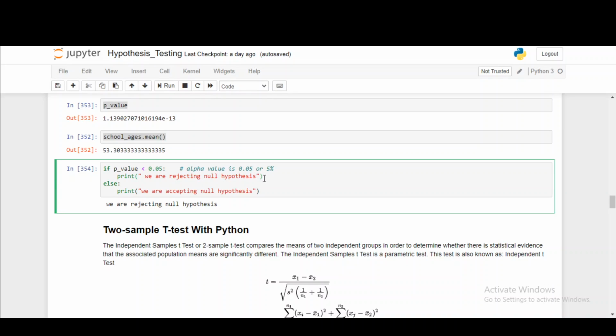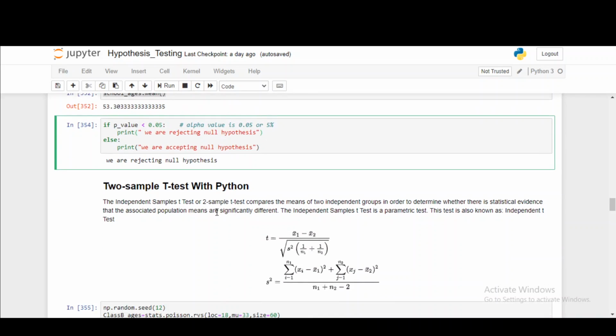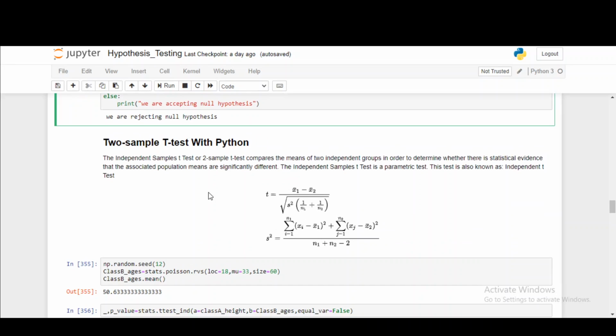Okay, so overall, we need to see whether we are accepting our null hypothesis or rejecting our null hypothesis. If p value is greater than 0.05, the basic thumb rule is we will be accepting our null hypothesis. If it is less than 0.05, we will be rejecting our null hypothesis.